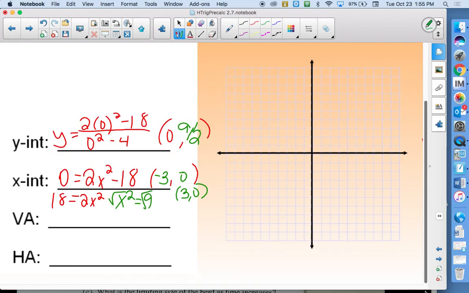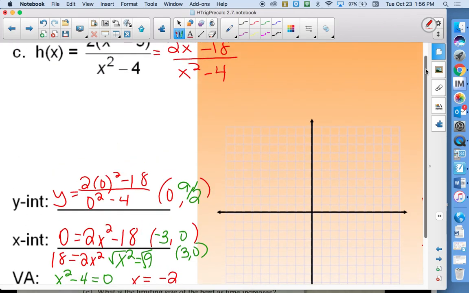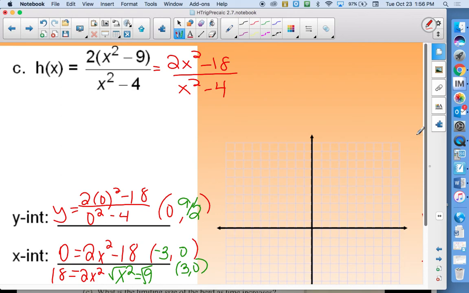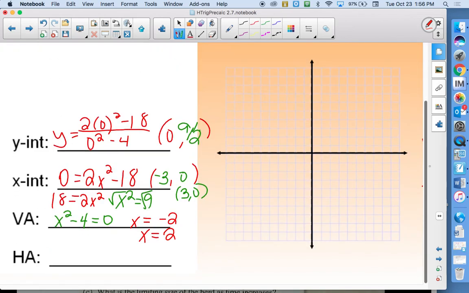So the vertical asymptote, setting the denominator equal to 0. Virginia, what would the vertical asymptote be? Nice, -2 and +2. And then the last one, how about the horizontal asymptote? Looking at the powers. Here we go. Brandon? Yeah, y equals 2 because it's 2x squared and 1x squared. So the powers are the same. It means the asymptote would be the coefficients, and that's just 2.